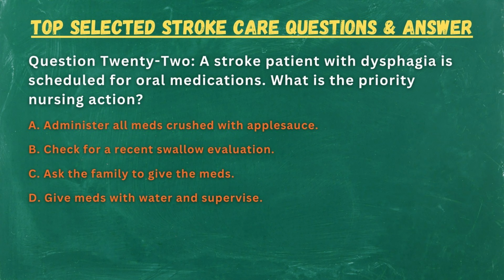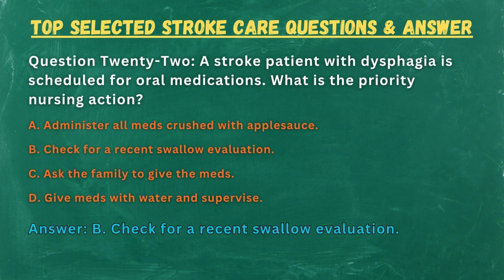Question 22. A stroke patient with dysphagia is scheduled for oral medications. What is the priority nursing action? A. Administer all meds crushed with applesauce. B. Check for a recent swallow evaluation. C. Ask the family to give the meds. D. Give meds with water and supervise. Answer. B. Check for a recent swallow evaluation.